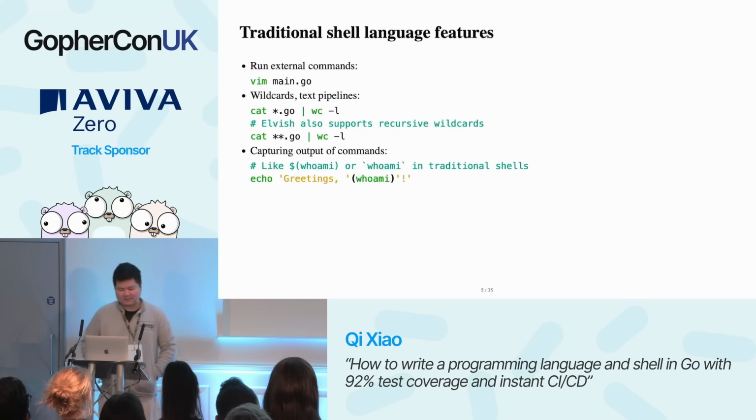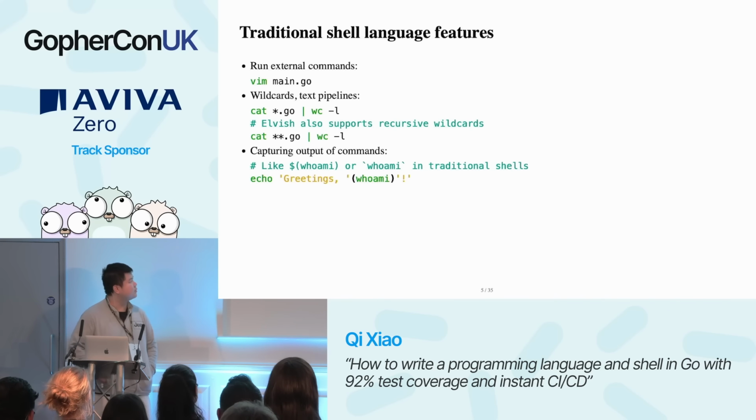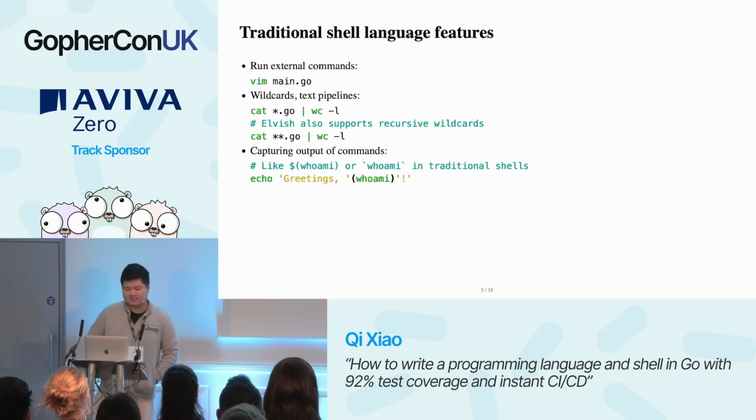All right, because Elvish is a shell, it has all the traditional shell language features. These are the things that you can all run in Elvish. I hope they are more or less self-explanatory. You can run external commands like vim main.go. This does exactly what you want, the same as in Bash or Zsh. It also has wildcards and text pipelines. For instance, this is how you count the number of lines of all the Go files in the current directory. Elvish improves a bit on that, in that it also supports recursive wildcards. So if you have a Go project and you want to count the lines of all the Go files, you can do something like this.